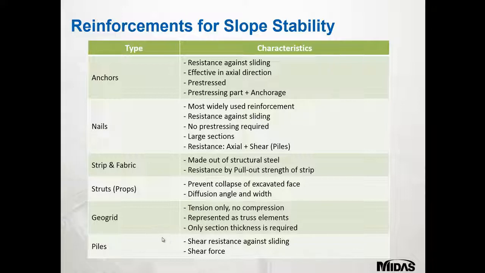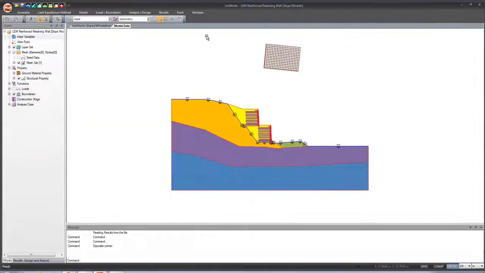Piles can also be used for slope stability due to the shear resistance provided by them, and all these types of structural supports can be modelled for both the limit equilibrium method and the finite element method. So now I'm going to bring the program across and just show you the basic GUI and the limit equilibrium method reinforcement.